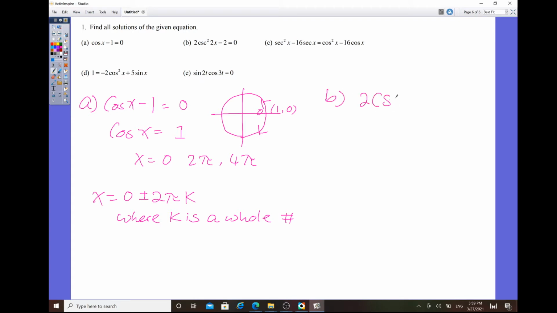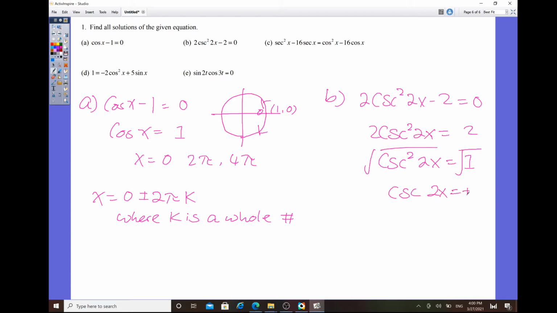So 2 cosecant squared of 2x minus 2 equals 0. Isolate the constants, so we have 2 times cosecant squared of 2x equals 2. Divide by 2 on both sides, so we have cosecant squared of 2x equals 1. Square root both sides, so we have cosecant of 2x equals plus or minus 1.